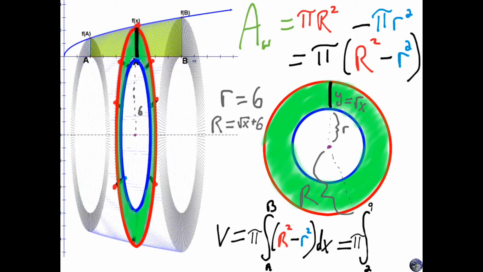And now we've got to look at big R squared, which we've figured out is the square root of x plus 6, that thing squared. And then we have to take away little r squared. Well, little r in this case is just 6, so just minus 6 squared. And don't forget, we've got a dx out here.